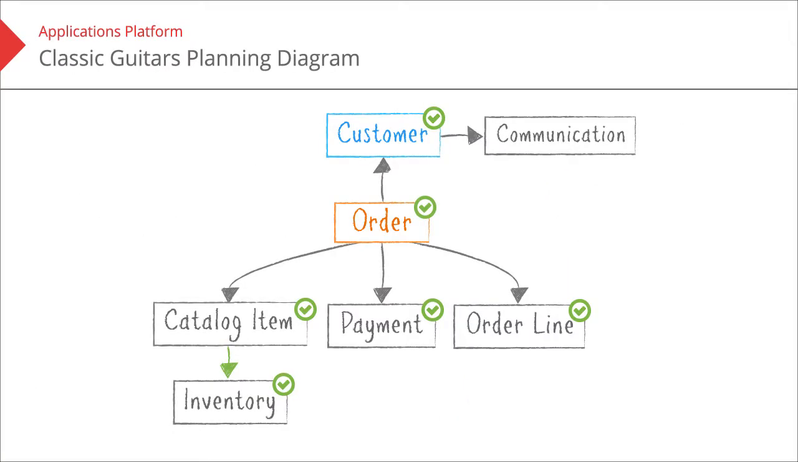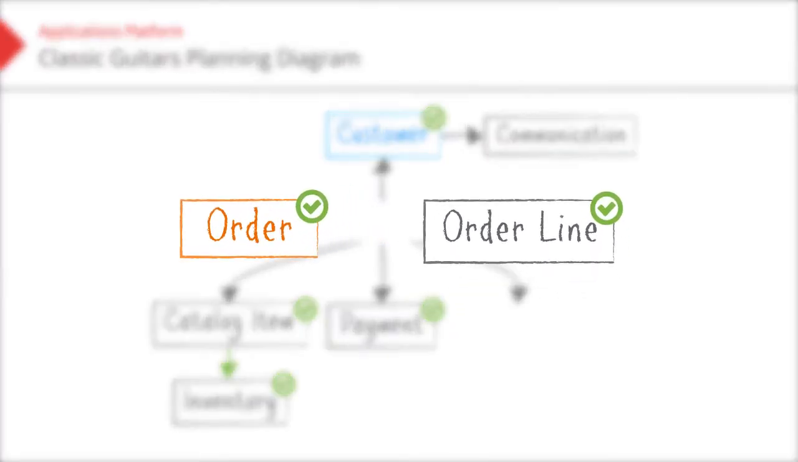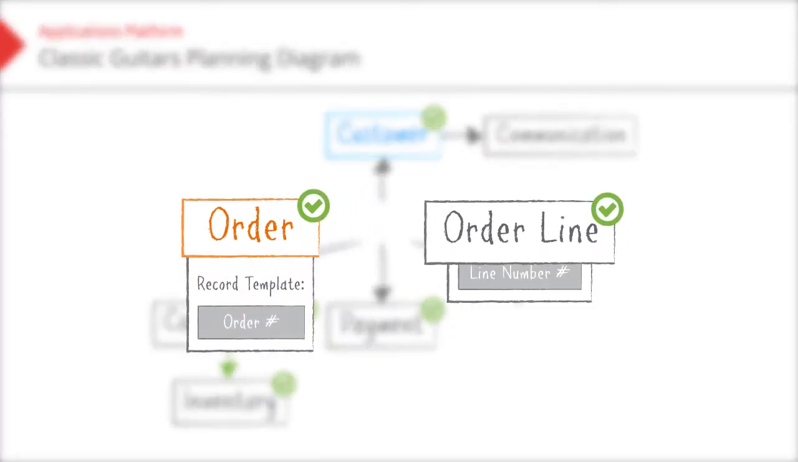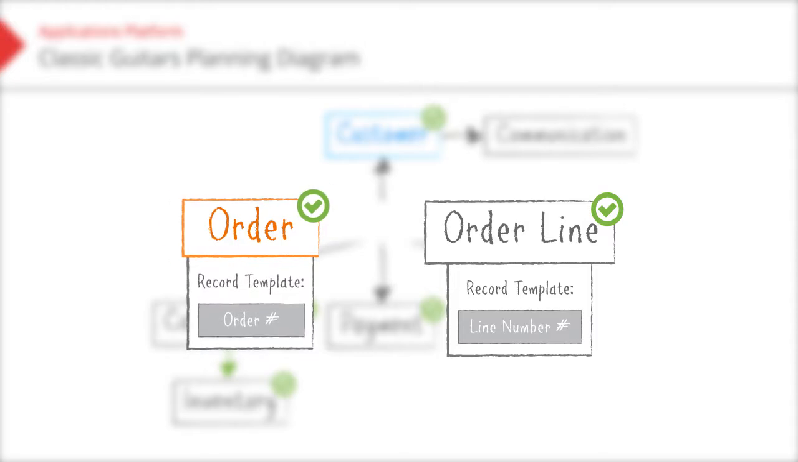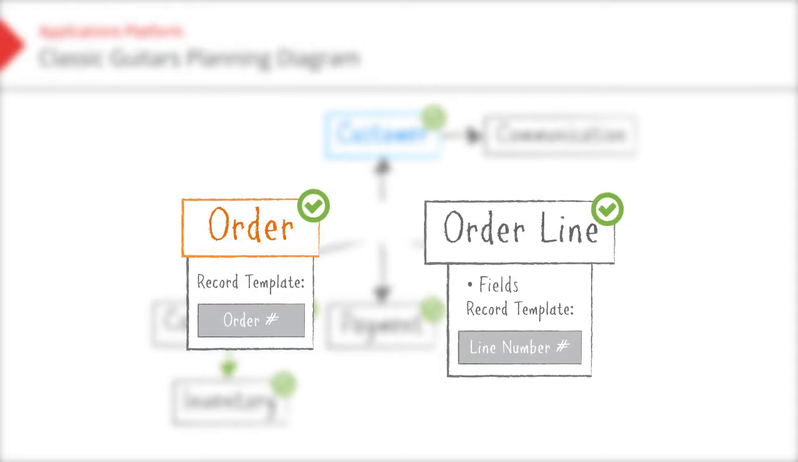In the previous video, we created a payment object, added a Google search to catalog records, and created additional fields in customer and order objects. We will continue our training by updating the record name template of the order and order line objects, and also by adding fields to the order line object.